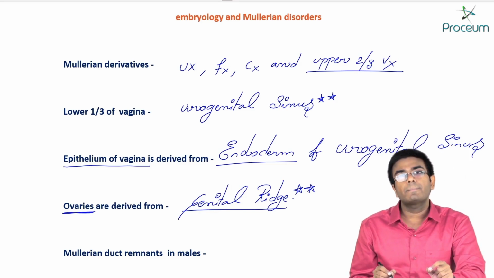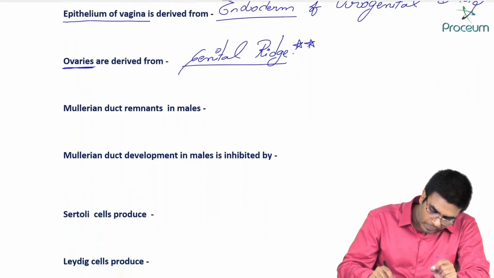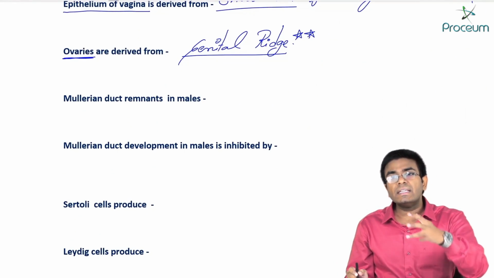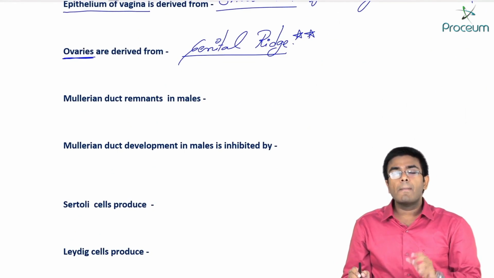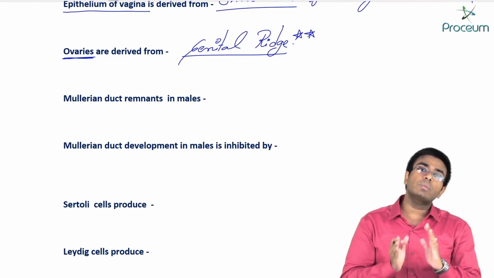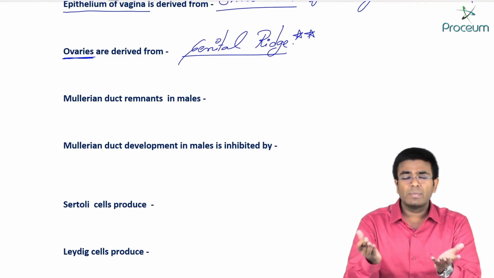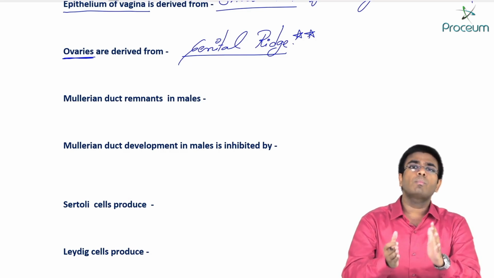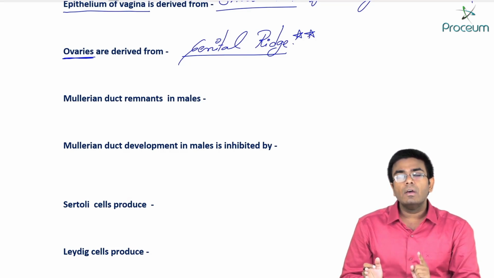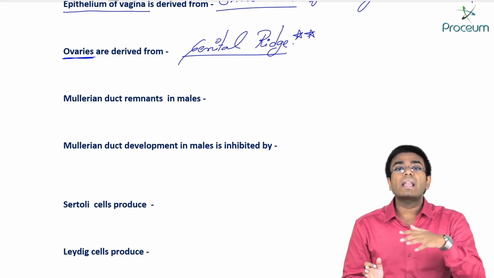Ovaries are derived from genital ridge. Okay, now Mullerian duct remnants in male. A male fetus will have both Mullerian ducts as well as Wolffian ducts, same as in the case of female. Even a female fetus will have both Mullerian ducts as well as Wolffian ducts. But in a male, only the Wolffian duct should express, and the Mullerian duct should undergo regression.